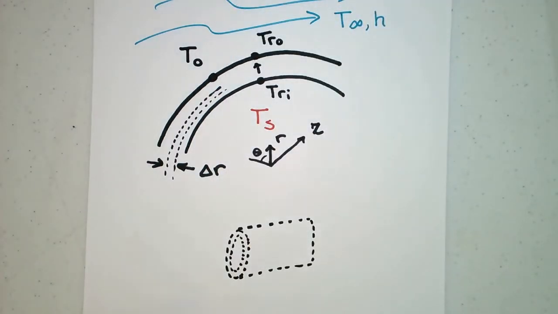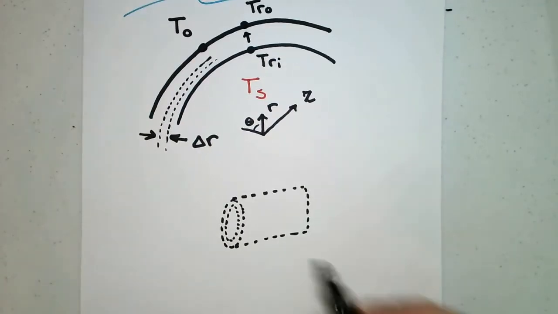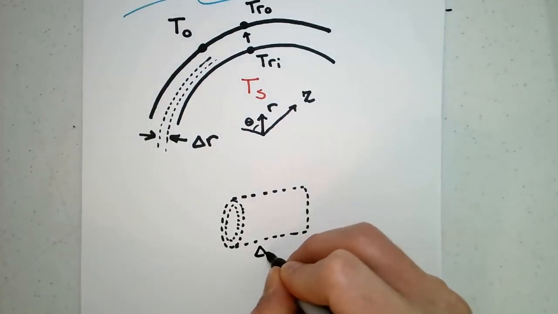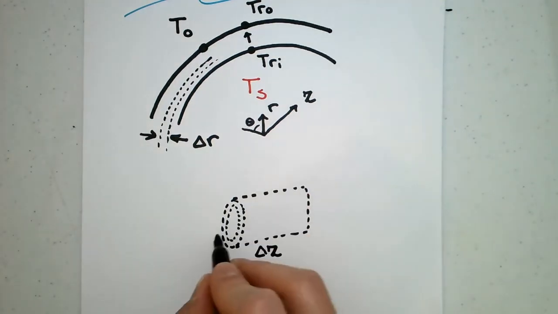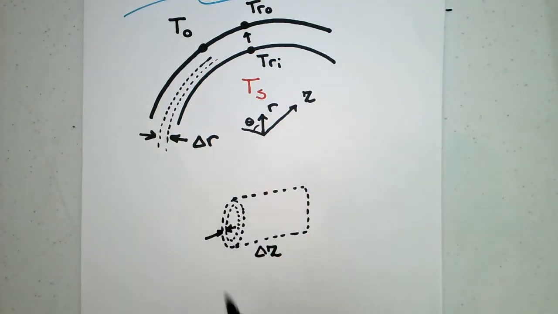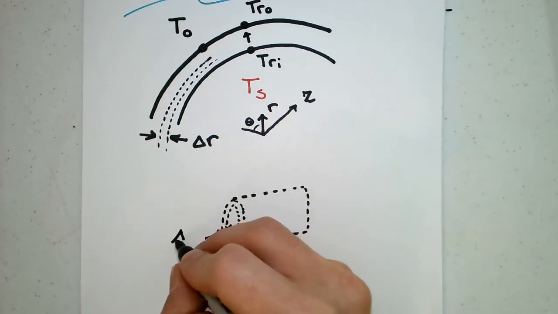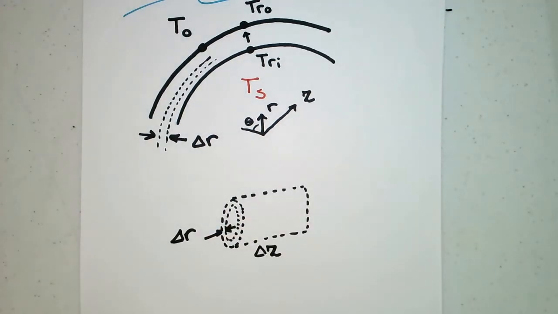So let's look at this small control volume. It's going to have delta Z length, a delta R wall thickness, and it'll go around in 2 pi. So it goes around 2 pi r, it has a delta R thickness and a delta Z length.